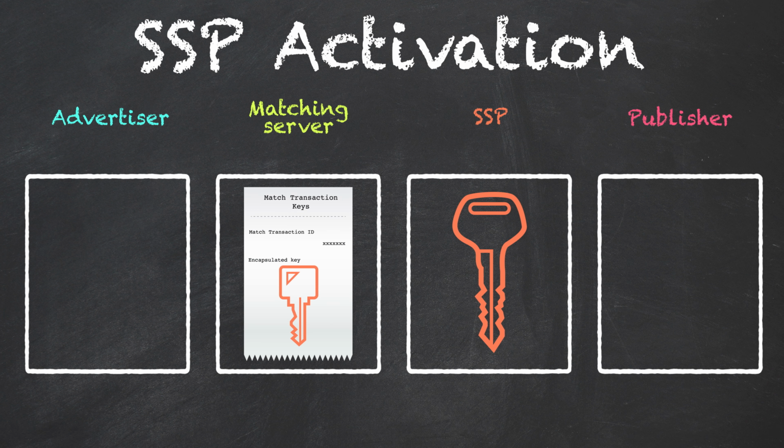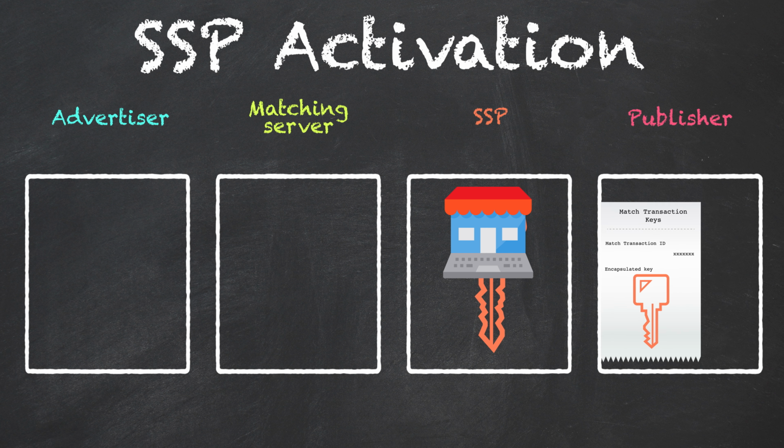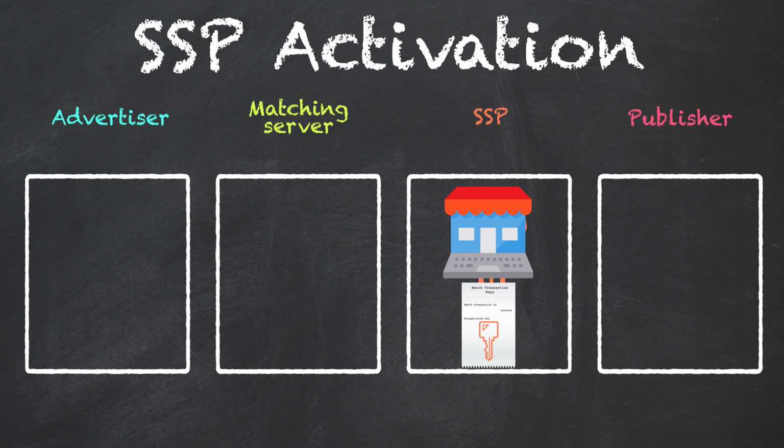If the ad activation system is the SSP, then the publisher receives the match transaction information. The publisher proceeds to create a private marketplace deal within the SSP and associates it with the match transaction by passing the match transaction ID and those keys the matching server used to encrypt the labels. The publisher also passes a corresponding deal ID to the advertiser. Now, when the advertiser wants to target its matched audience on the publisher's site, it has its DSP pass the deal ID to the SSP.